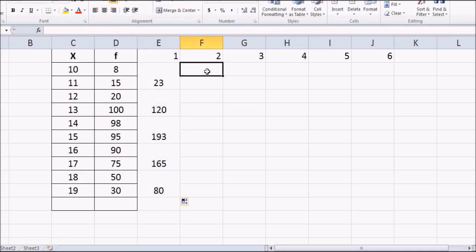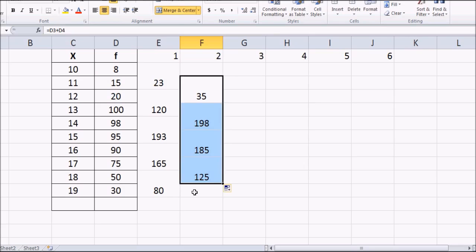In the next table we will again take 2 at a time, but summing from the second one onwards. So here we will take the sum of these two, and then drag it down up to this. We won't be taking the last one because it's left alone.